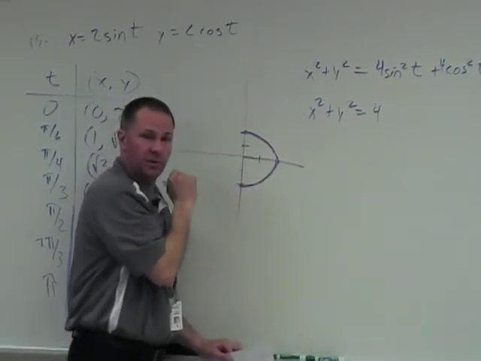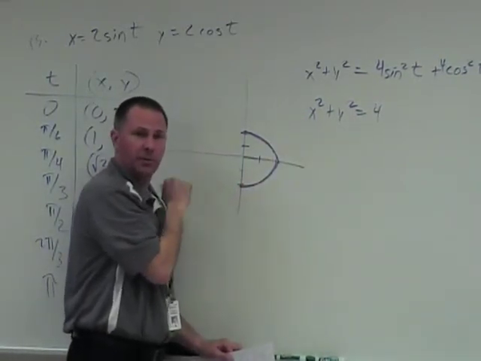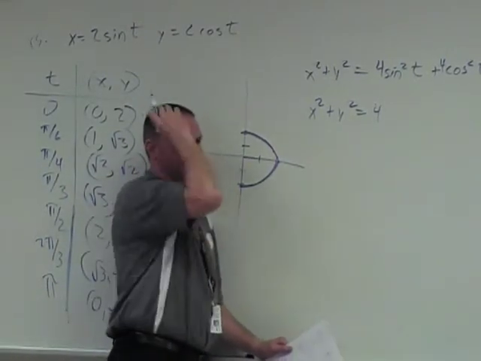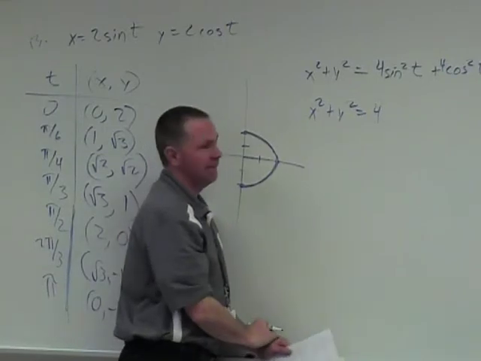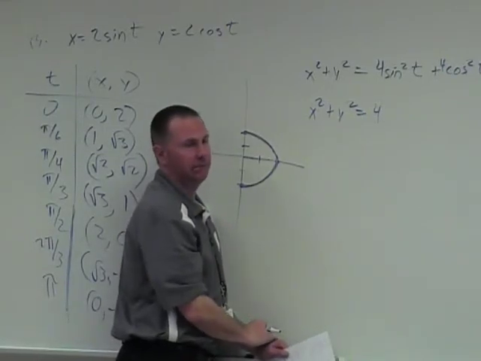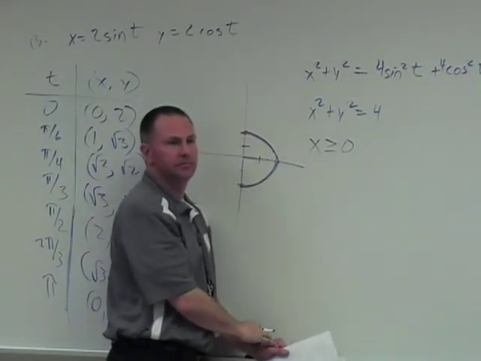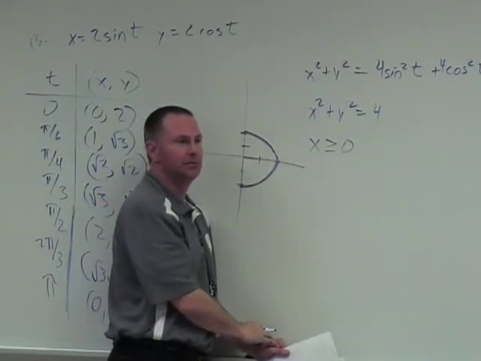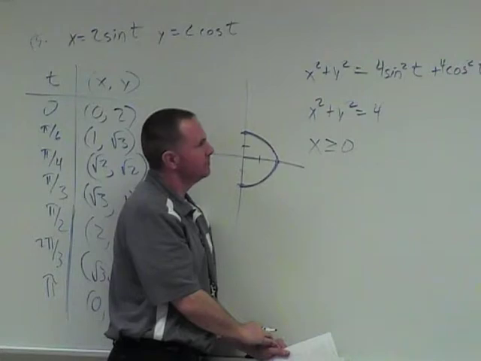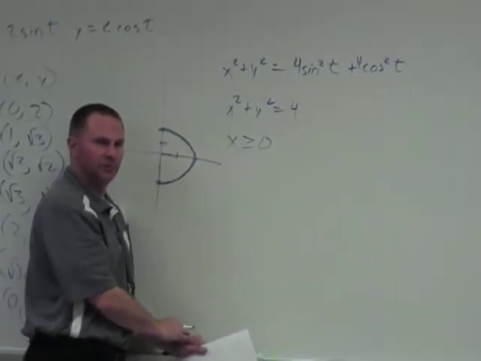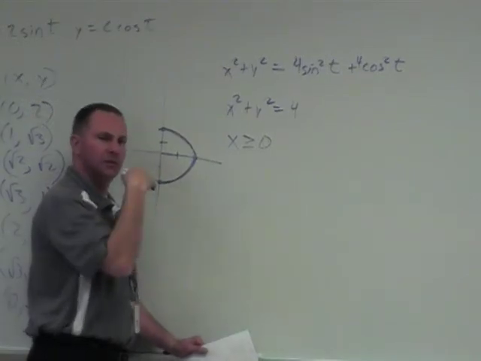So this would be a circle. But I don't have a full circle up here. What should I say about my parameters? That x is greater than or equal to 0. Yes, x is greater than or equal to 0. Good. That was 13. Okay, just repetition, seeing it.